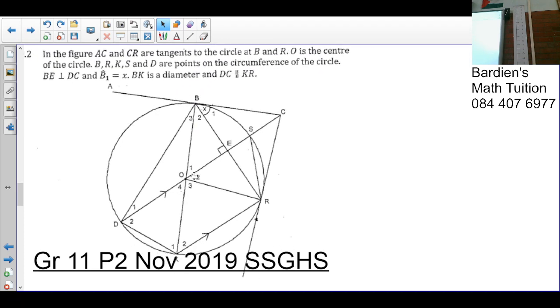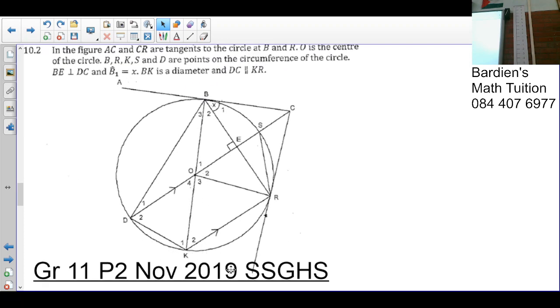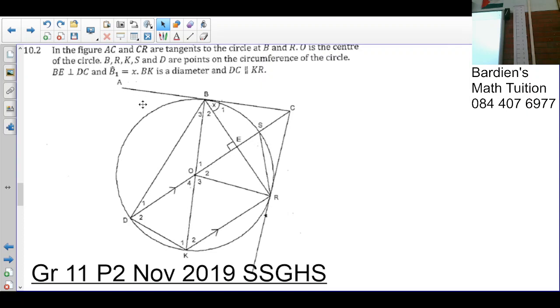Okay, so we're told that in the figure, AC and CR are tangents to the circle at B and R. So if these are tangents, then BC is equal to CR, which will also include the fact that angle B1 is equal to angle CRB. Tangents from a common point, and angles opposite equal sides.